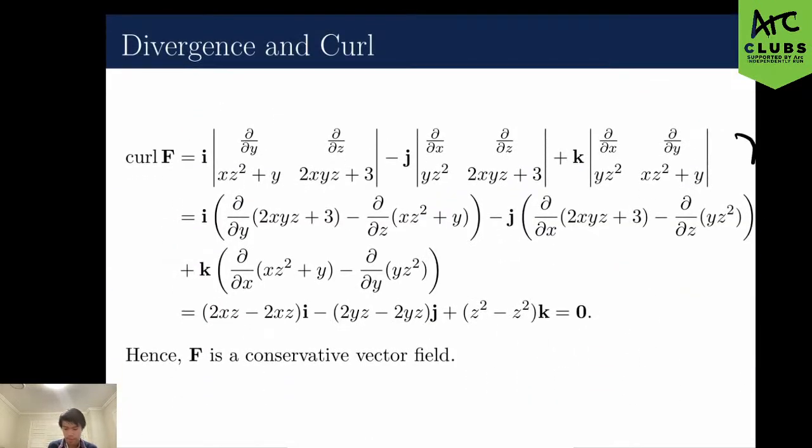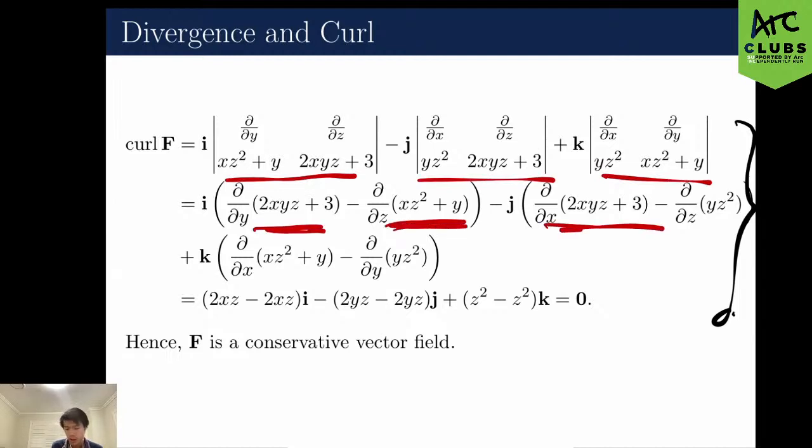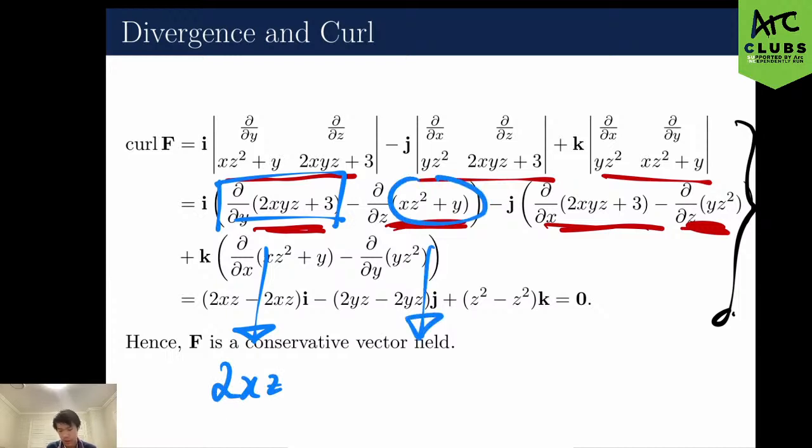Cool. So yeah, you can see the exact process we've used is the same: just do these three determinants, do this differentiation, and then just evaluate the differentiation. So for example, this is the partial derivative of this formula with respect to y. That means you get 2xz. This is the partial derivative with respect to z. So you get x times 2z, which incidentally is the same, so we get 0.